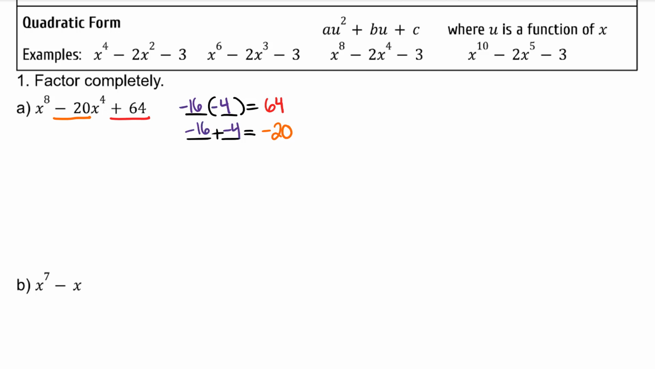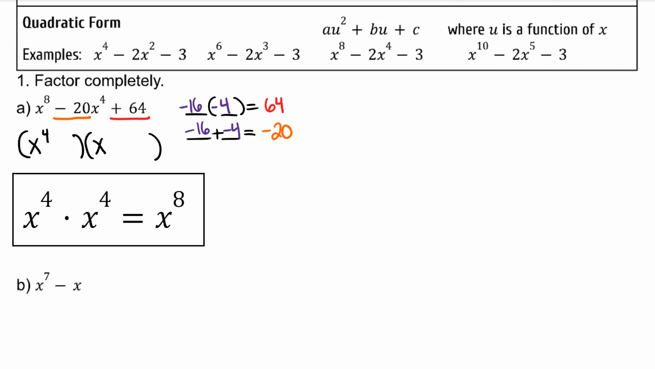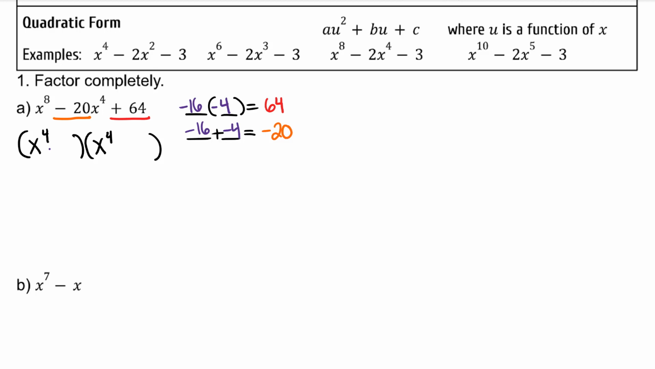Now when we write our factors, they are no longer linear factors with x to the 1 times x to the 1. What multiplies to give me x to the 8 would be x to the 4 times x to the 4. When we multiply the same base, we add the exponents. Include your factors of negative 16 and negative 4. Now you've factored using quadratic form.